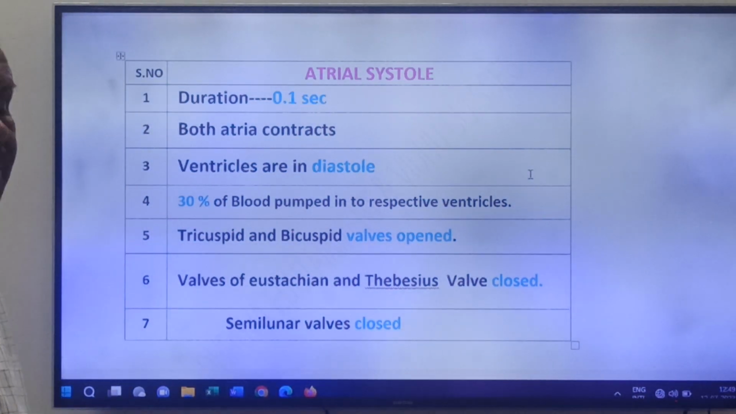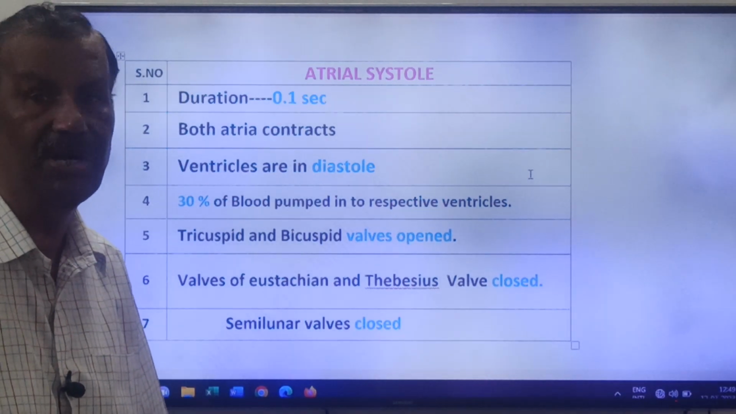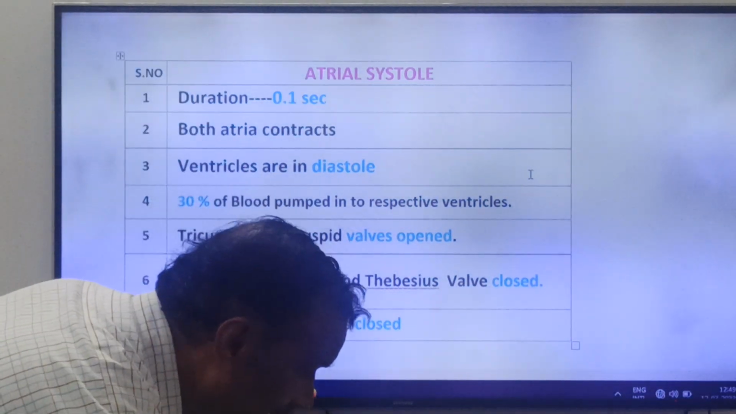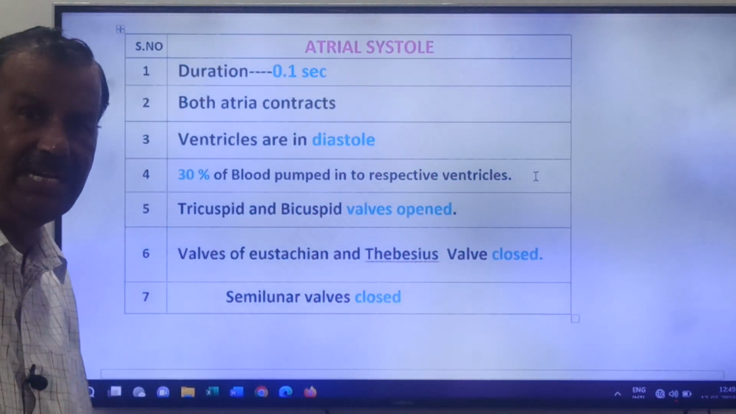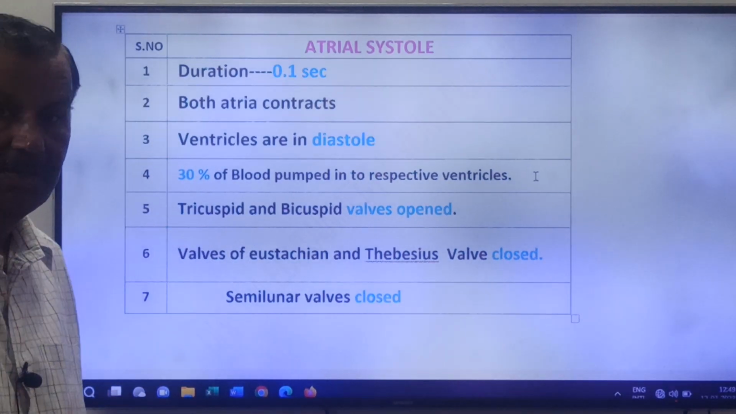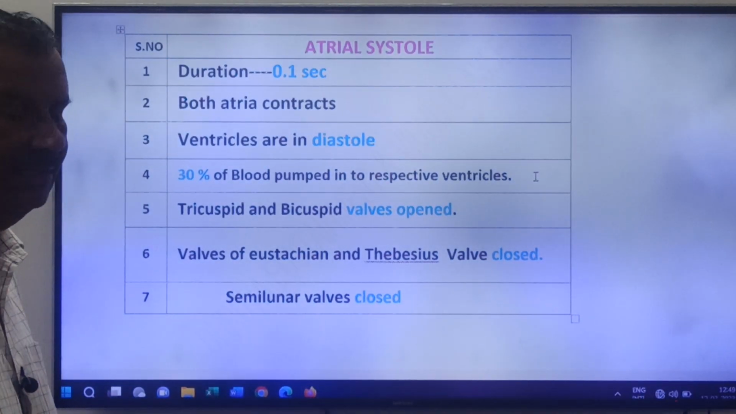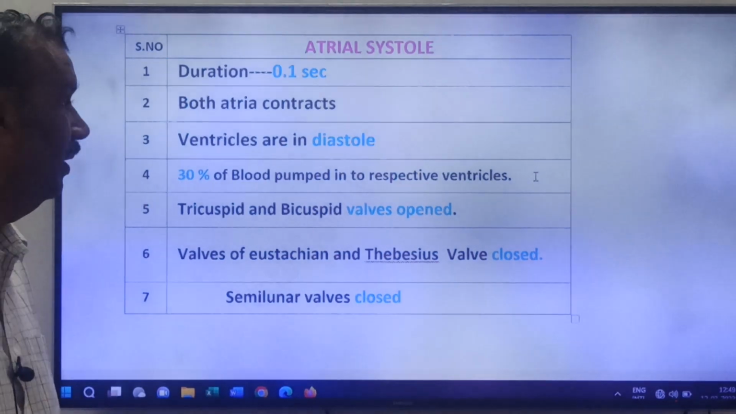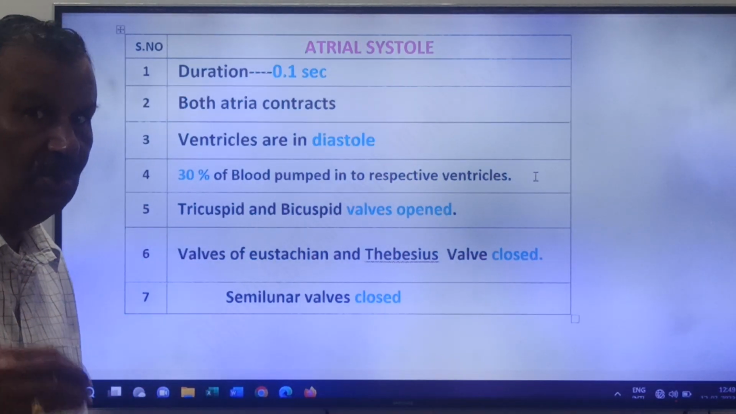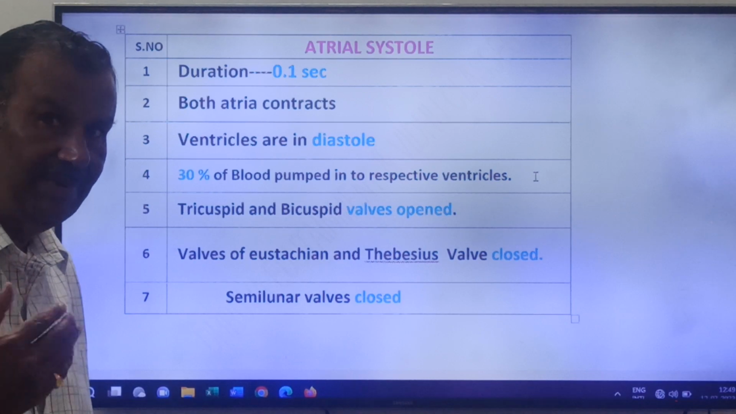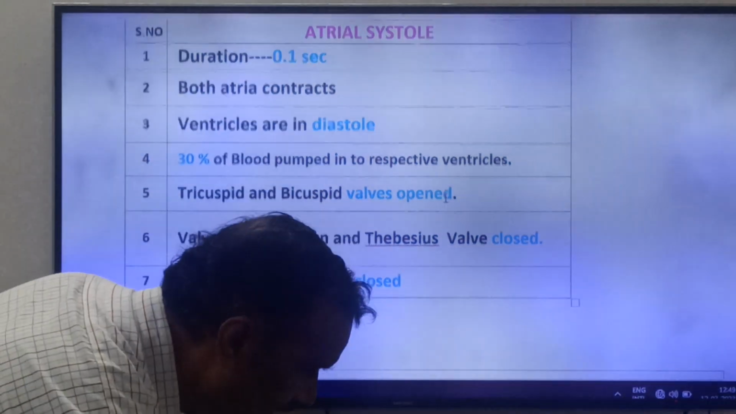Next, semilunar valves are closed, friends. Semilunar valves are present in the ventricles, you know it, friends, at the opening of the aorta, the pulmonary aorta and systemic aorta. They are closed. So these are the events which occur in the atrial systole. Very, very important: the duration of the atrial systole is 0.1 seconds. Both atria contract. Both ventricles are in relaxed state, that is, diastolic state. Only 30% of the blood is pumped into the ventricles. Tricuspid and bicuspid valves opened. Eustachian valve and Thebesian valve closed. Semilunar valves closed. Okay, friends? That is about the atrial systole.